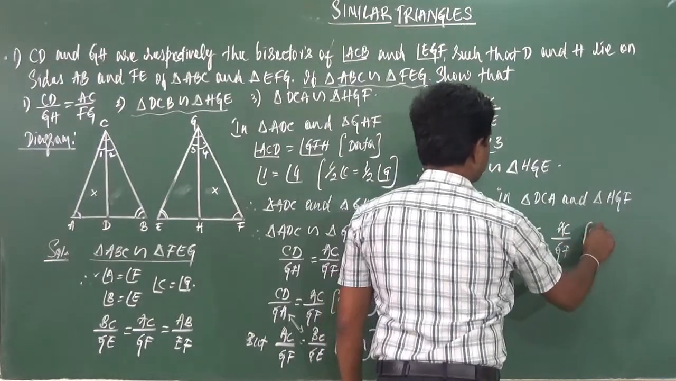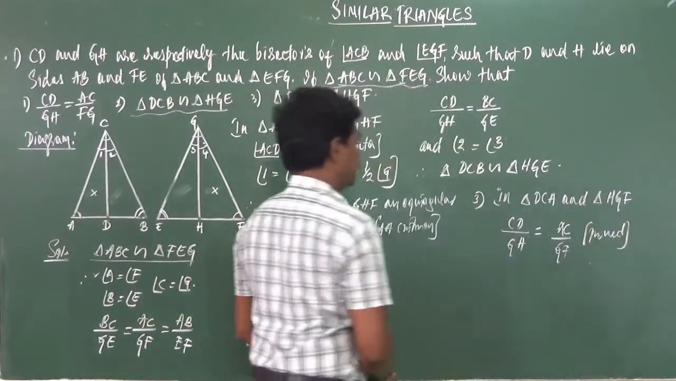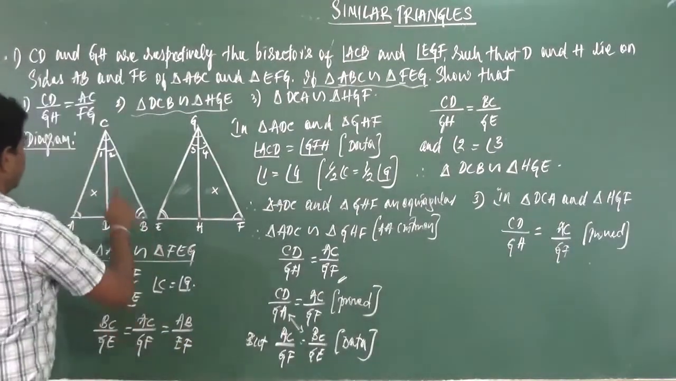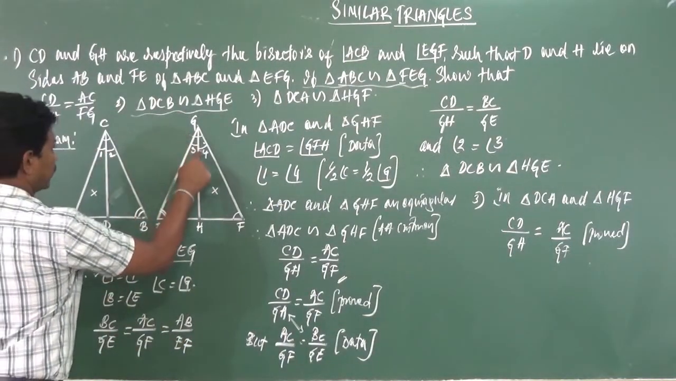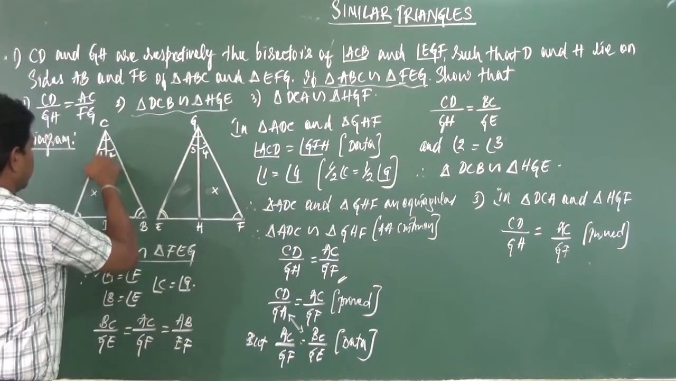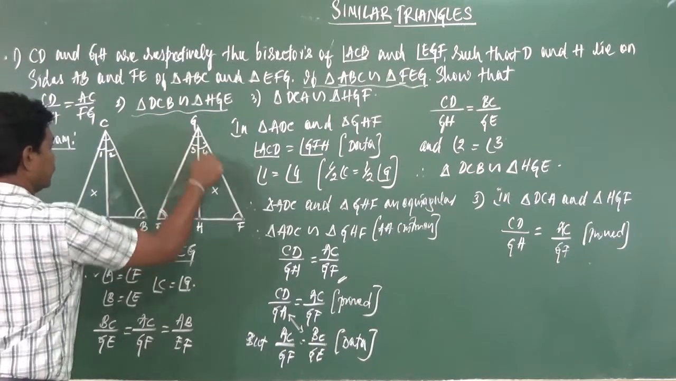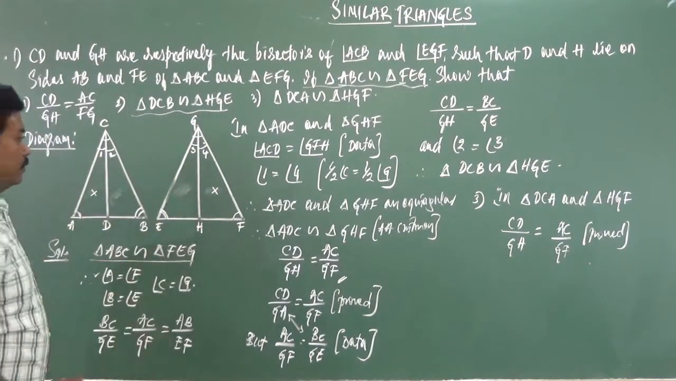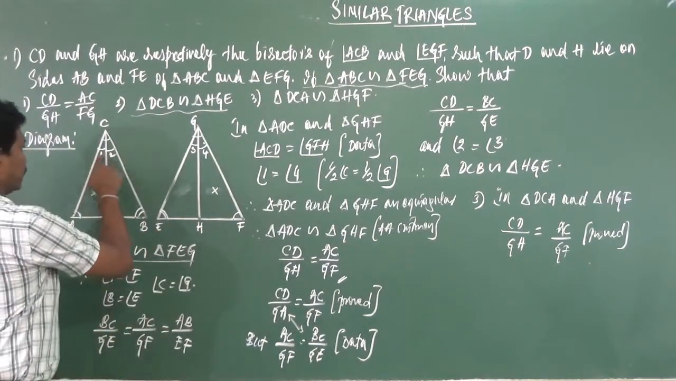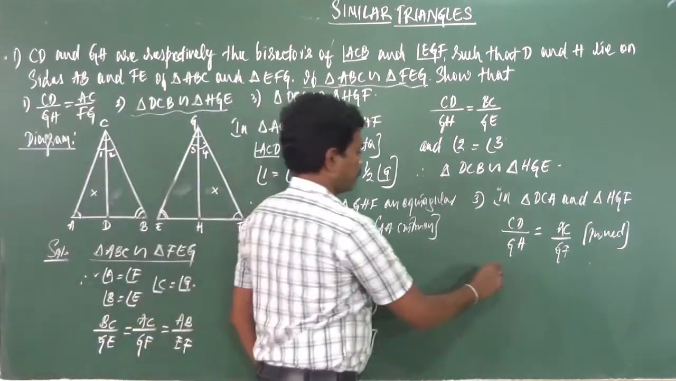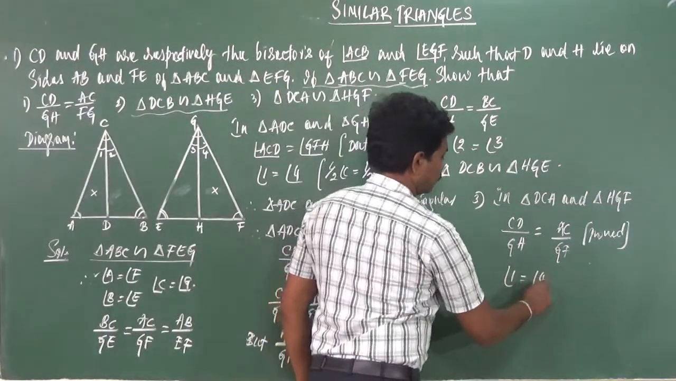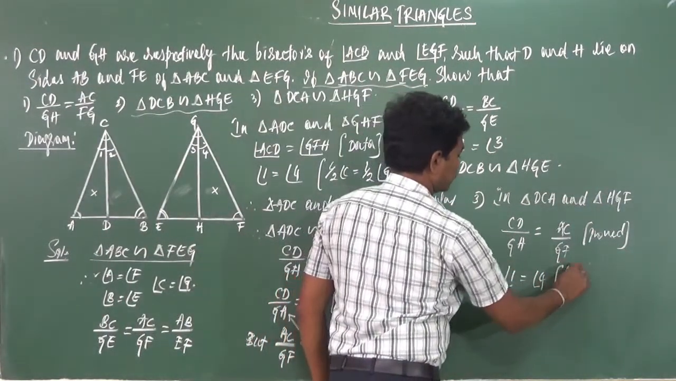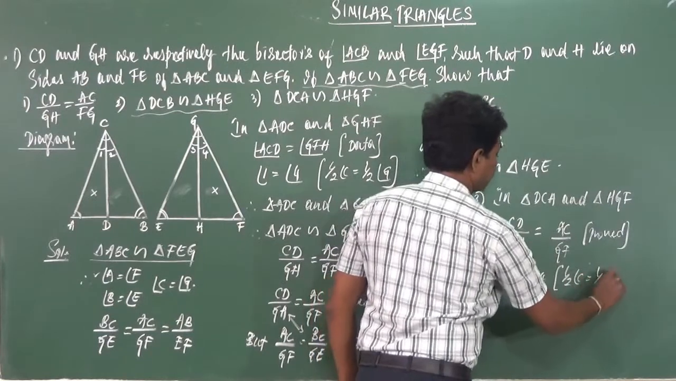It is already proved. And along with that, angle 1 will be equal to angle 4, because this is half of angle C and this is half of angle G. So as angle C and angle G are already equal, halves of equals will be equal to one another. So therefore angle 1 is equal to angle 4. That is, half of angle C is equal to half of angle G.